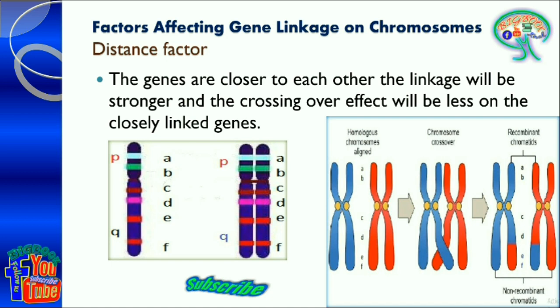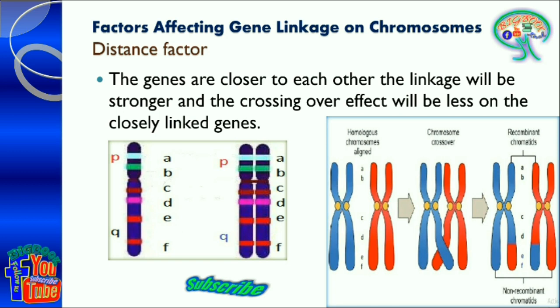In other words, the genes E and F are likely to be inherited at a high ratio compared to the genes C and F. That is, the ratio of inheritance of C and F is lesser than the ratio of E and F. So this is what linkage describes.